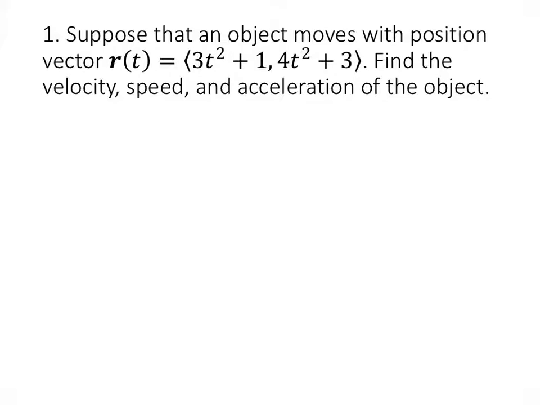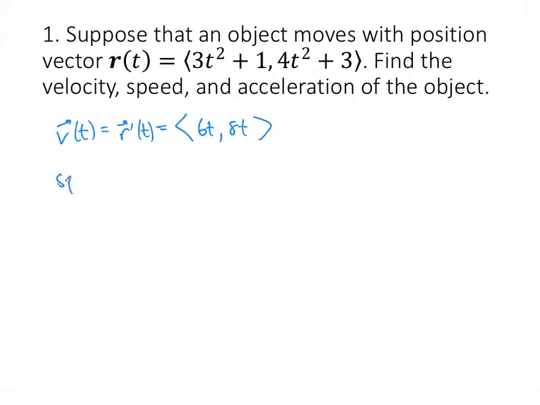So we know that if the position is given by r, then the velocity is just going to be r prime. And again, when we take the derivative of a vector-valued function, we just take the derivative of each component. The derivative of 3t squared is 6t, and the derivative of 4t squared plus 3 is 8t. So that's the velocity formula.